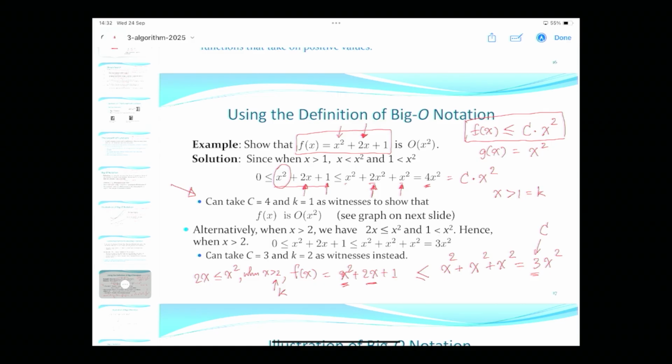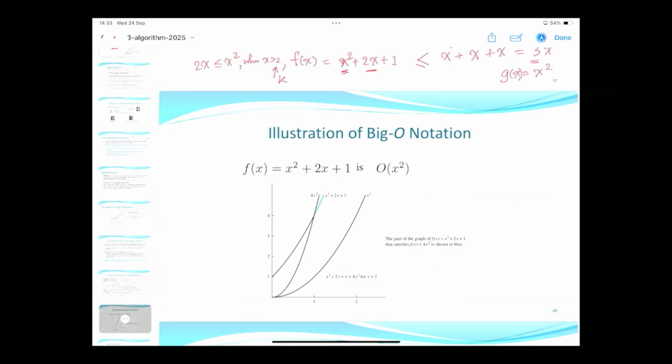This is x squared, right? So with this example, we see that we can obtain different values of c and k. There could be many possible values that are witnesses of the big O notation that we have. We want to find the close approximation of the function f(x). So that's how we got here, right?